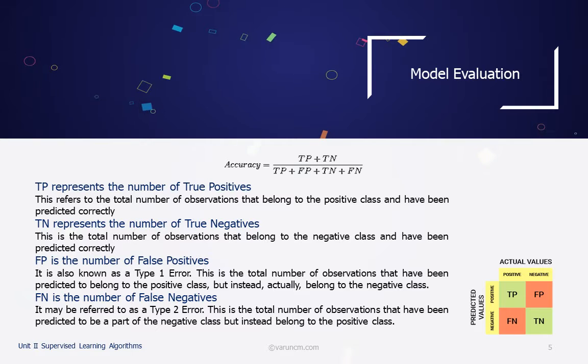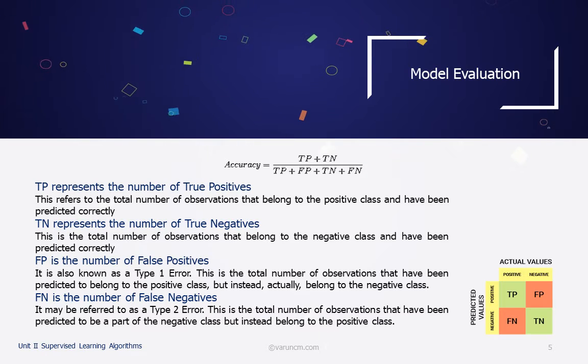First is the TP. TP represents the number of true positives. What does this mean? It is the total number of observations that belong to the positive class and that have been predicted correctly. Both things should be there: it should be in the positive class, and it must be predicted correctly. Then those observations come under the TP.